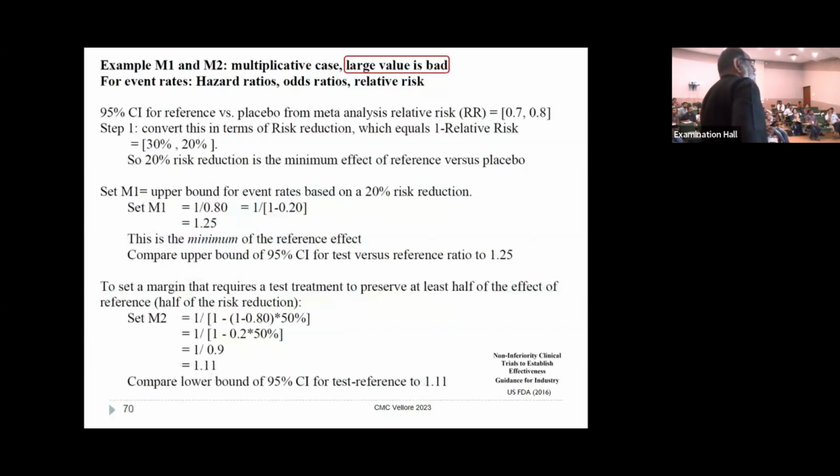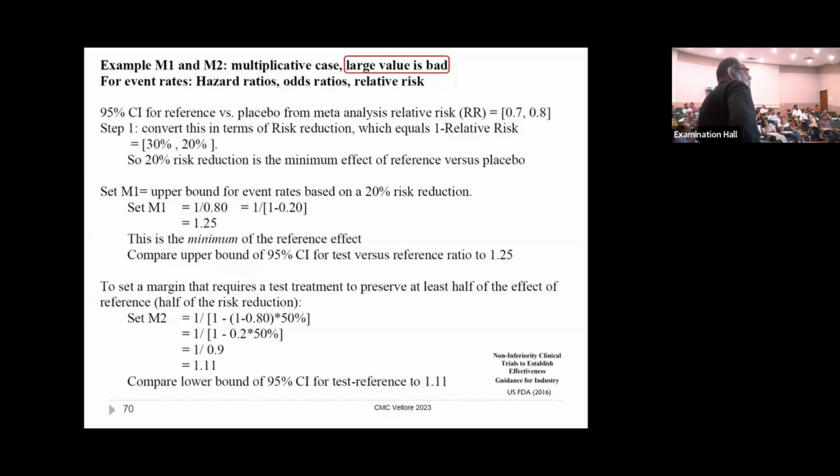And so we can do that on the multiplicative scale. Now I've changed it to large values are bad. Let's say the confidence interval of the reference versus placebo relative risk goes from 0.7 to 0.8. So the reference is a good thing. You convert this to risk reduction because it's easier to work with, so it's 30% and 20%. So 20% is the risk reduction, the minimum effect of the reference versus placebo. The upper bound of that is why they set it at 0.8. So that becomes 1.25. That's the minimum of the reference effect.